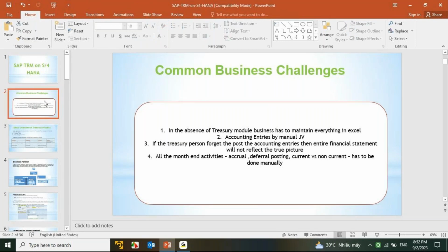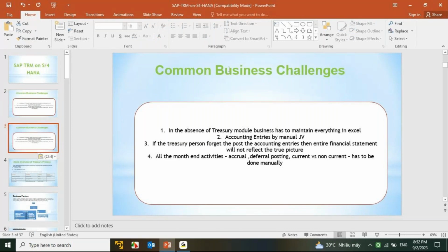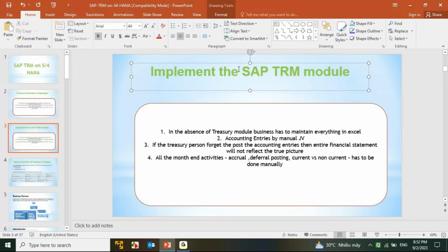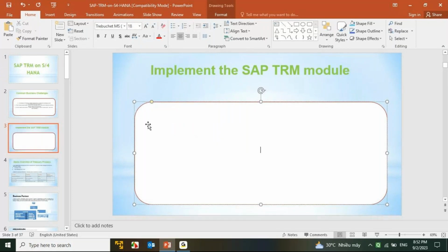Now let's talk about what will happen if we implement the SAP TRM module. This is the first thing we observe. When you implement the SAP Treasury module, the first thing is that there will be standard reports available for all the transactions you enter into the system.